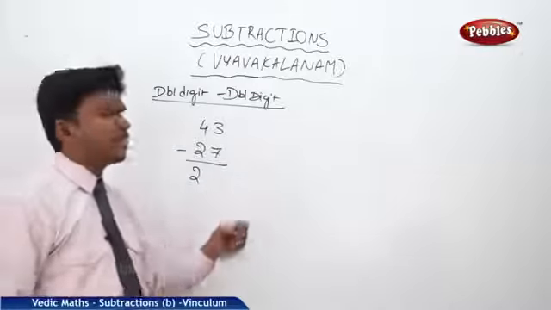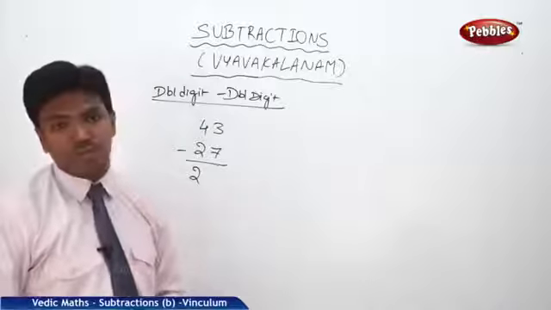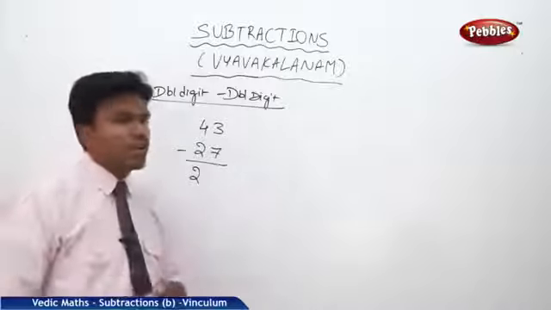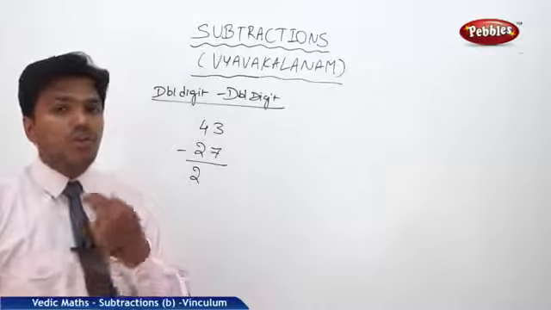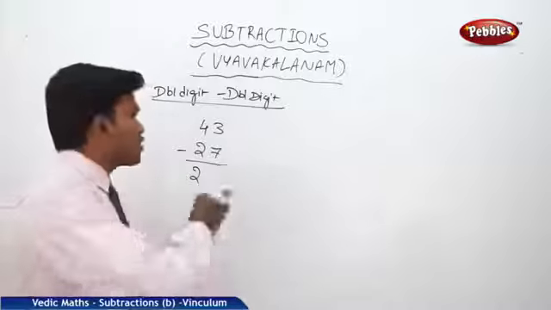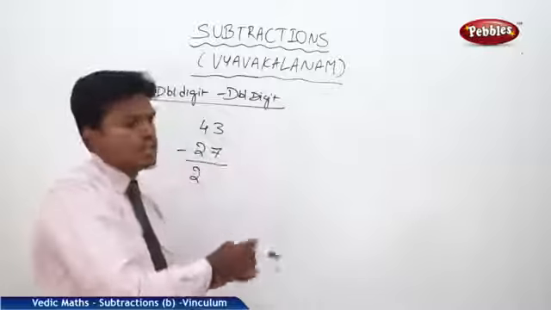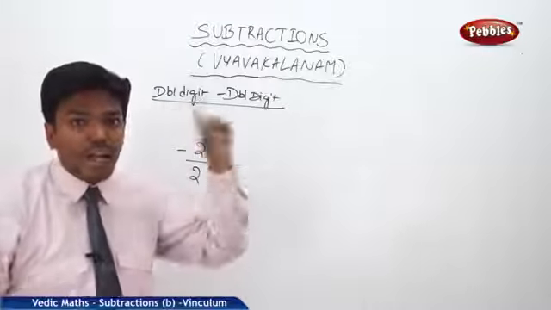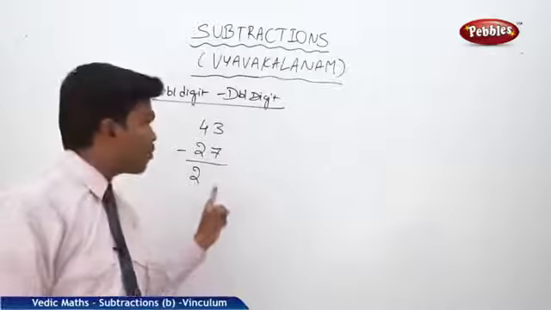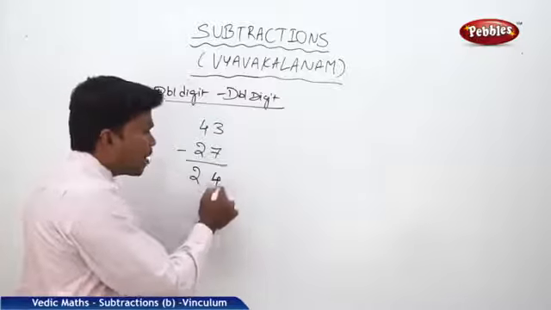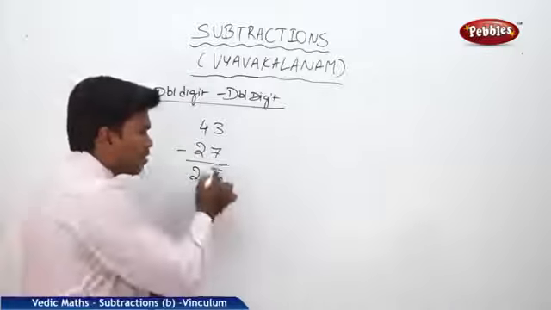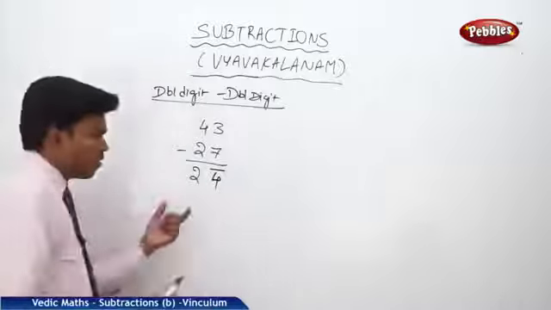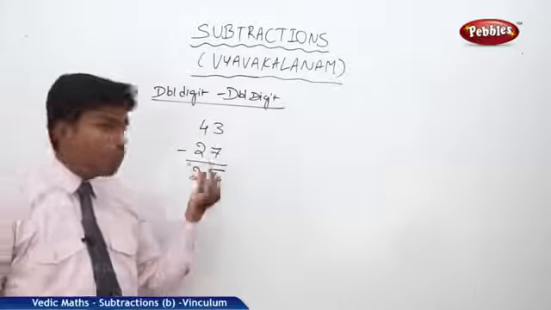Now, 3 minus 7. Is it possible? No, it is not possible. So if the subtraction is not possible, what are we going to do? We are going to subtract in the reverse manner. That is 7 minus 3. We are going to subtract the minuend from the subtrahend. So how much will you get as the result? 4, but yes, with a bar on it. Now we got the answer as 2 4 bar.